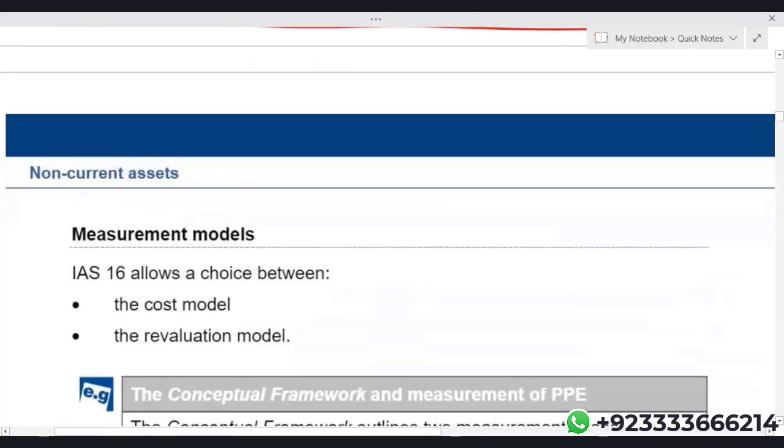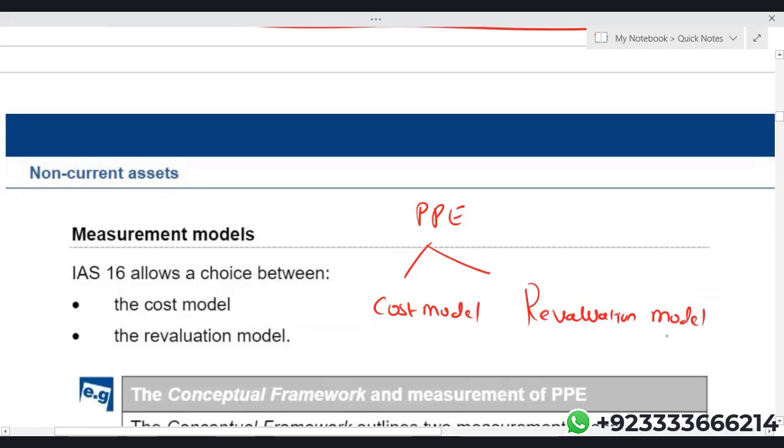Now, initially we know that IAS 16 says property, plant and equipment is carried at cost. Subsequently, IAS 16 gives us two models. One, you can still follow the cost model. The second is the revaluation model. IAS 16 has given us the choice either to keep following the cost model or to go for a revaluation model. Very important concept.